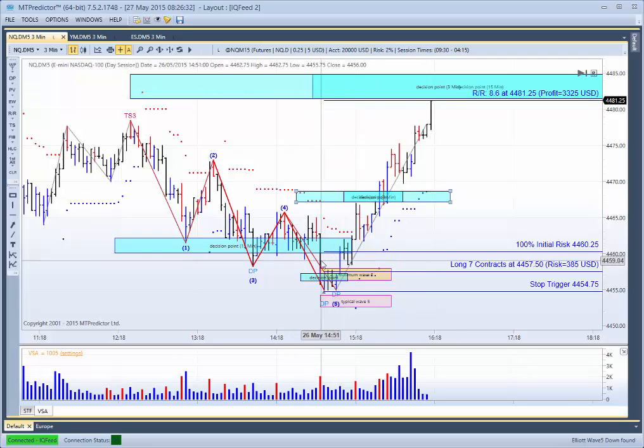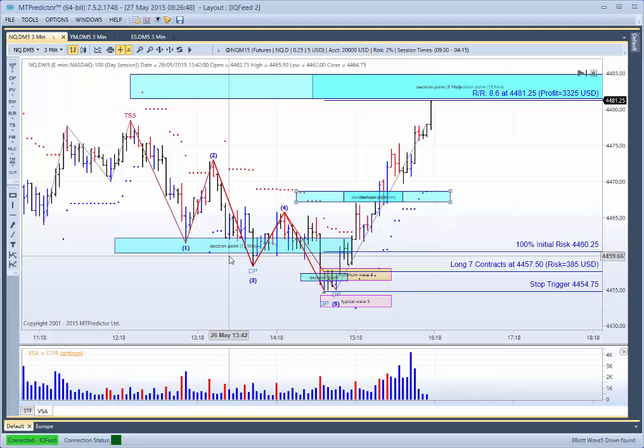Tie that all together with the VSA bar at 1451 on the volume here, indicating that professionals are stepping in and likely to move the market higher. It can then give you confidence to hold this long trade for, let's say, an absolutely massive 8.6R profit.